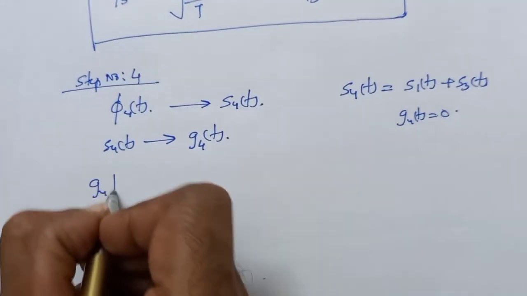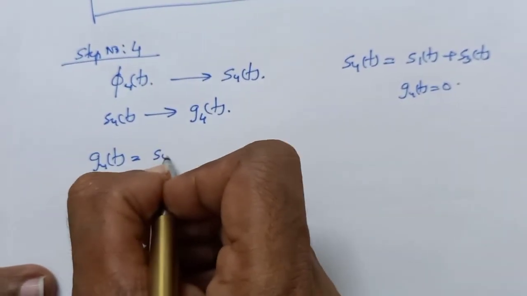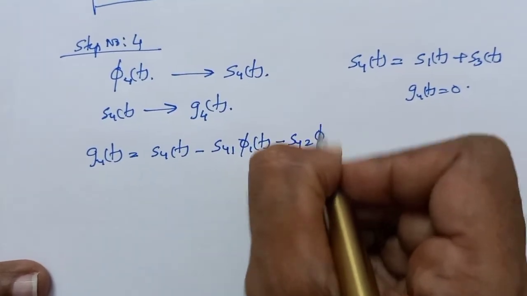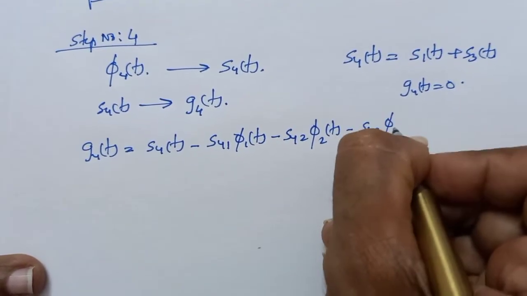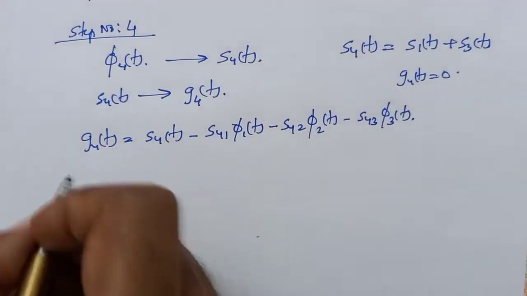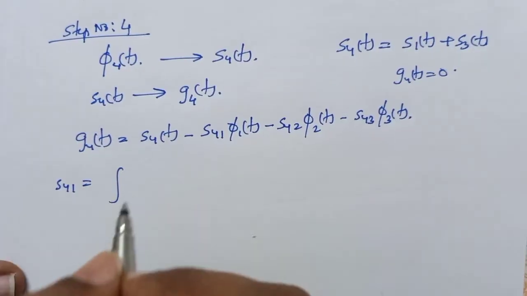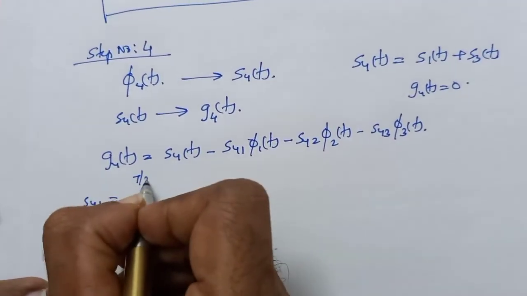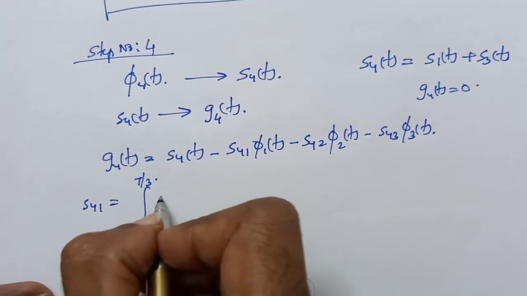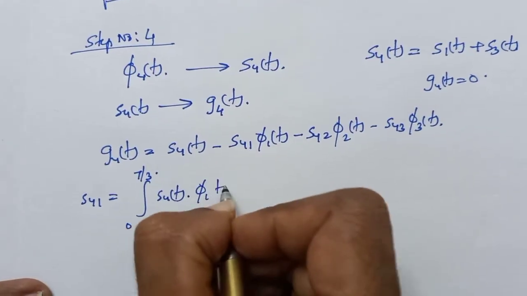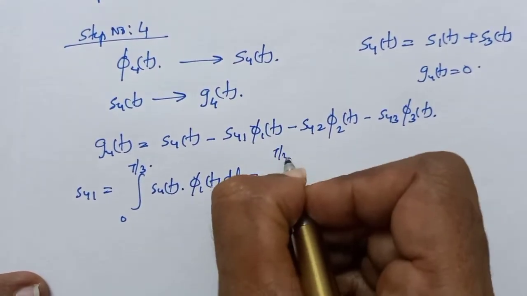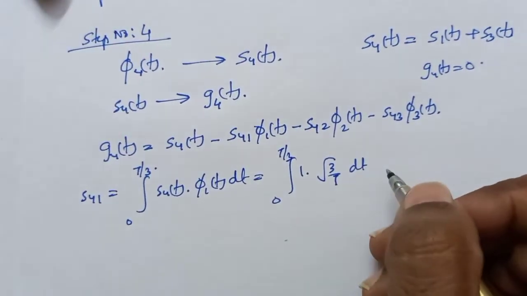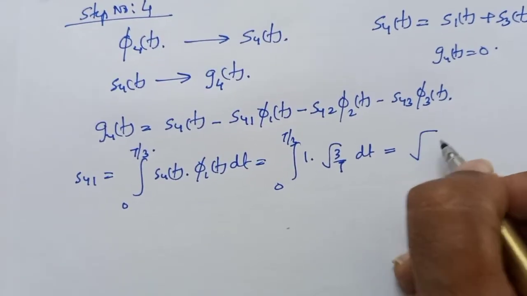Now what is g4(t)? g4(t) equals s4(t) minus s41 φ1(t) minus s42 φ2(t) minus s43 φ3(t). So what is s41? s41 is the integral, we know that φ1(t) ranges from 0 to T by 3 only. So that is 0 to T by 3, s4(t) into φ1(t). So this will be equal to the integral 0 to T by 3, 1 into root of 3 by T dt. So this will be equal to root of T by 3.